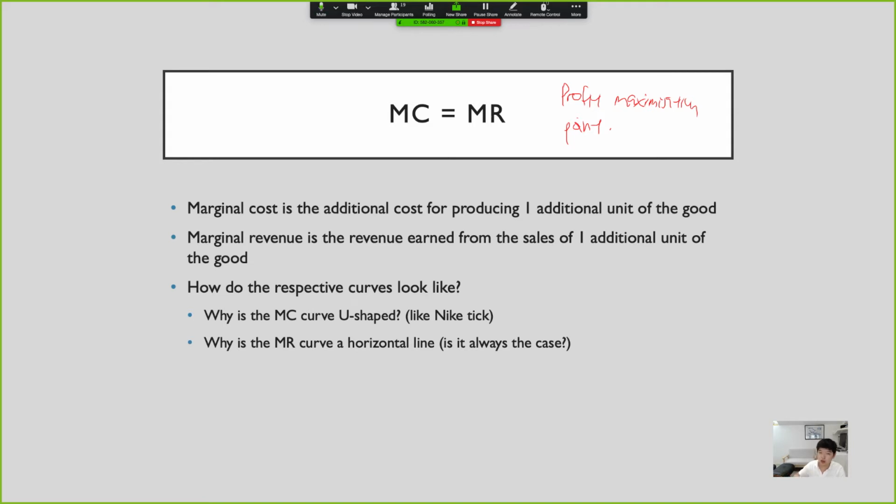Your marginal cost curve is always a Nike tick, that looks like that. And your marginal revenue curve depends. It is sometimes a horizontal line and sometimes a downward sloping line. Later we're going to have a look at that in greater detail.